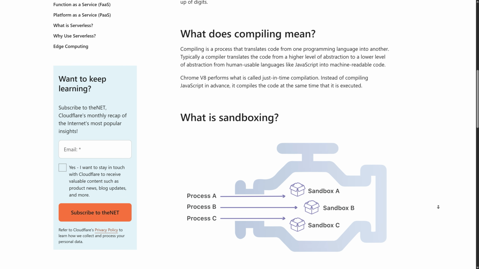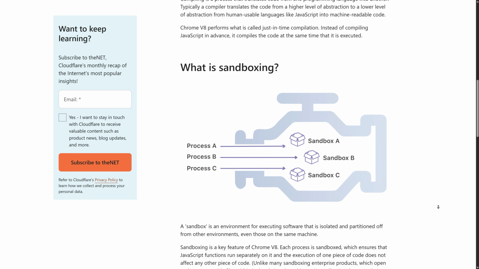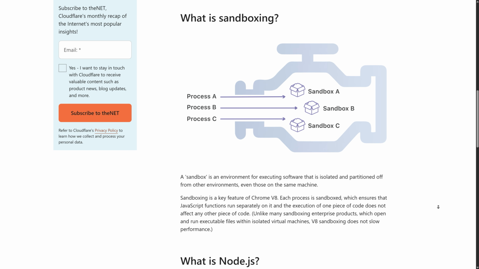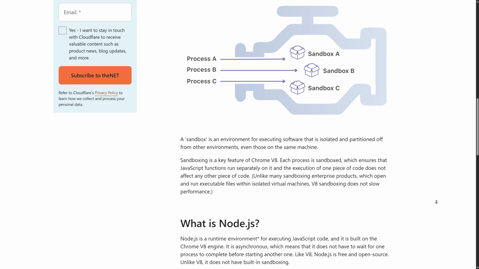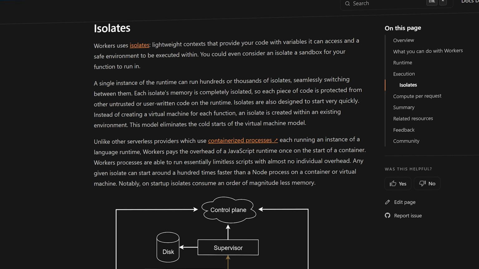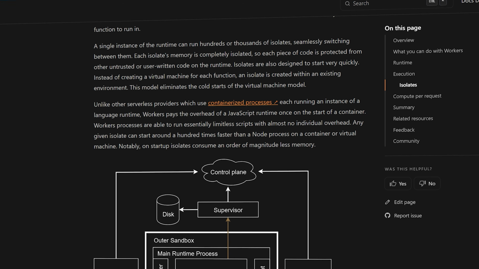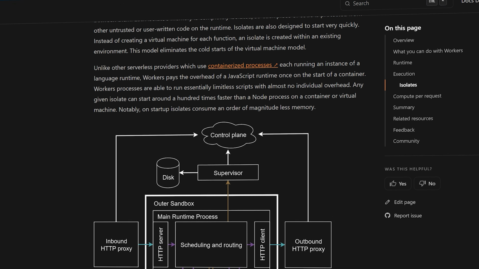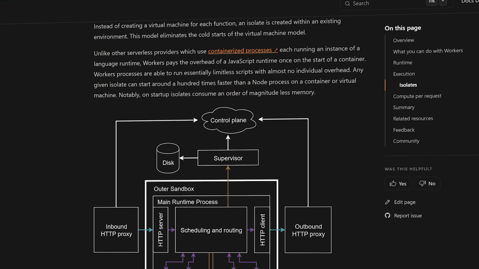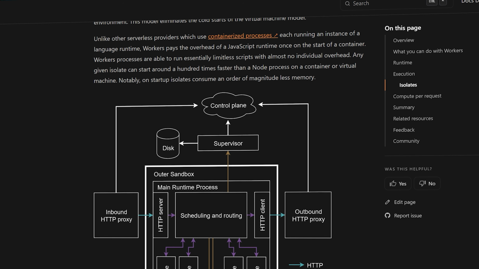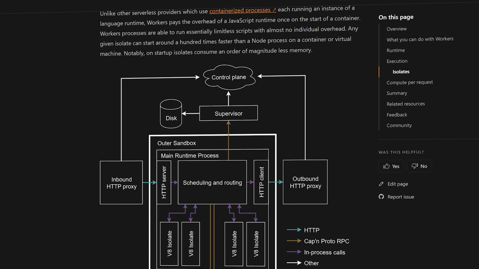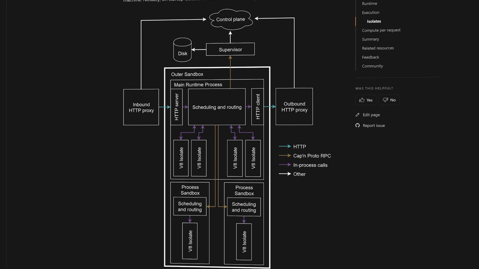You could even consider an isolate a sandbox for your function to run in. A single instance of the runtime can run hundreds of thousands of isolates, seamlessly switching between them. Each isolate's memory is completely isolated, so each piece of code is protected from other untrusted or user-written code on the runtime. Isolates are also designed to start very quickly. Instead of creating a virtual machine for each function, an isolate is created within an existing environment. This model eliminates the cold starts of the virtual machine model.